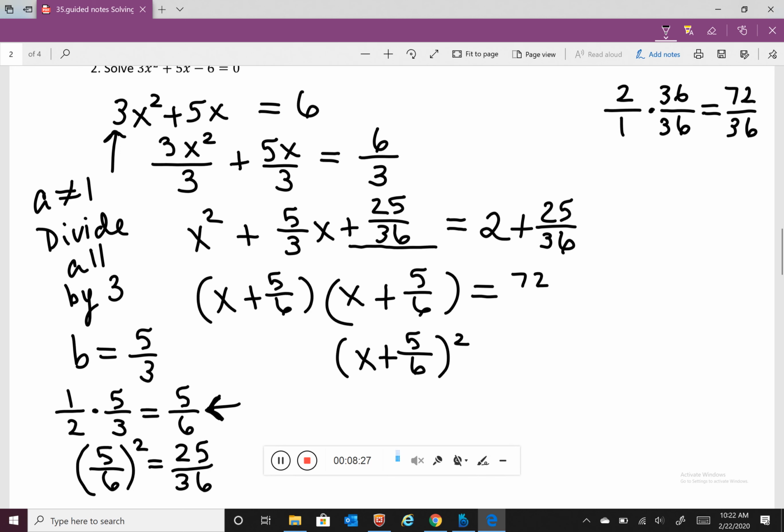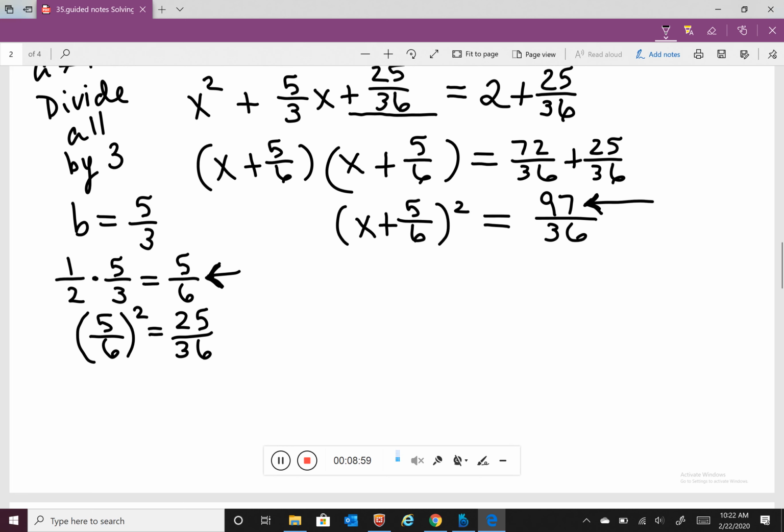So we have 72/36 plus 25/36. We now have a common denominator. And 72 plus 25 is 97. And 97 is actually very telling. Notice that 97 is positive, but 97 is not a perfect square. 36 is a perfect square, but 97 is not.